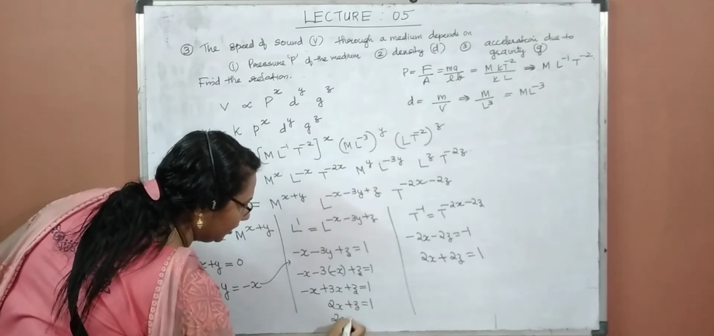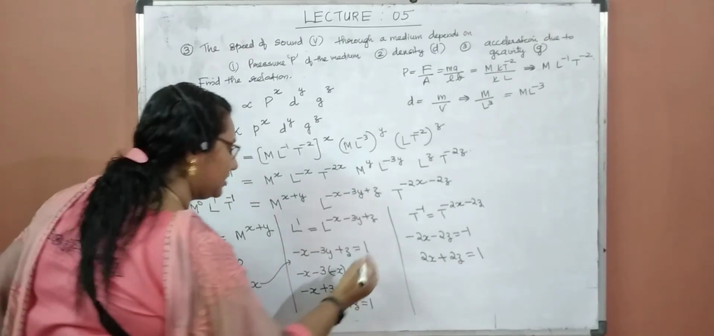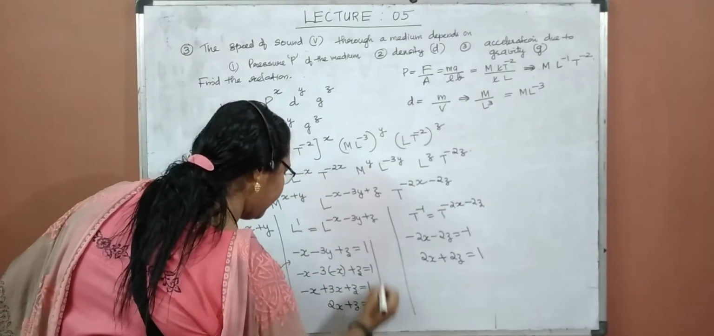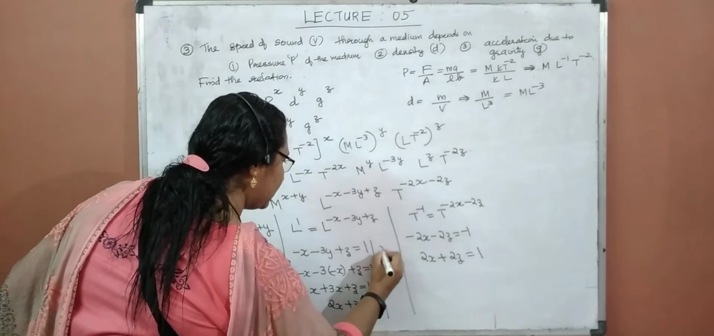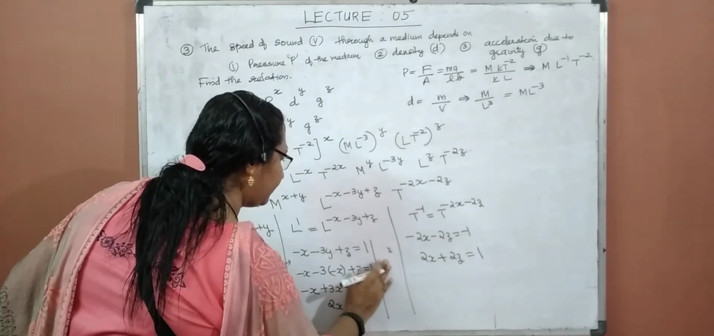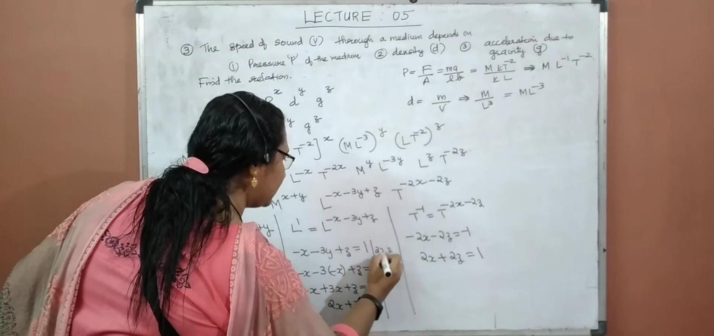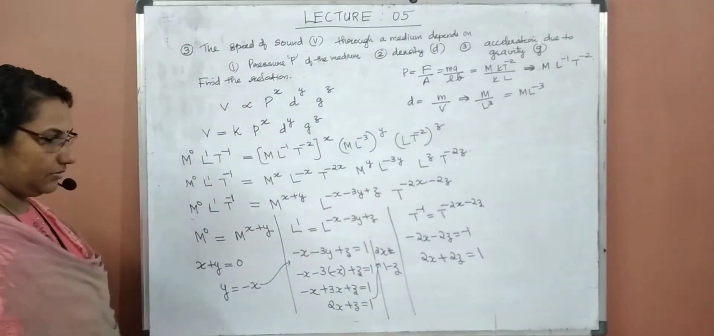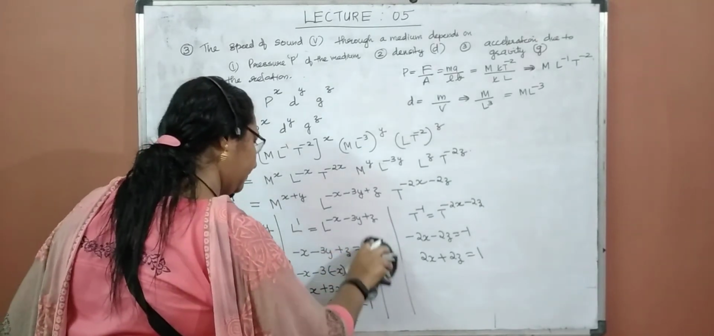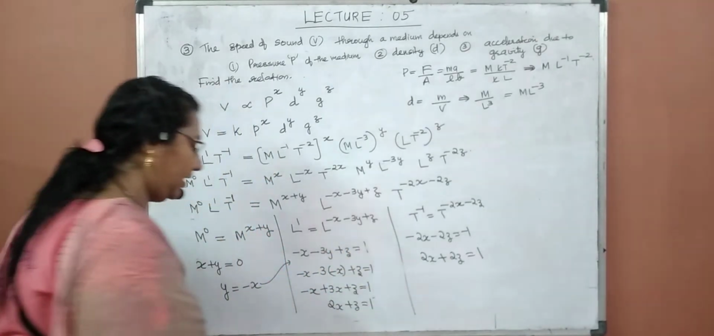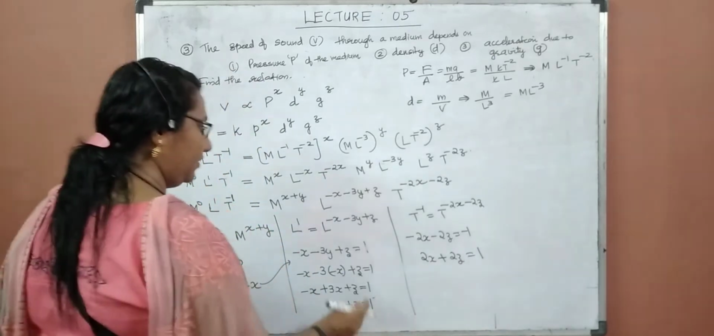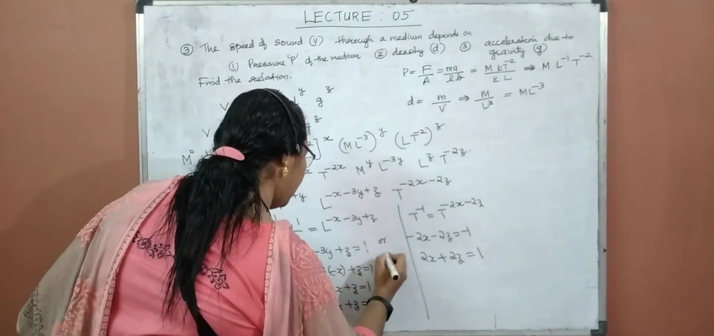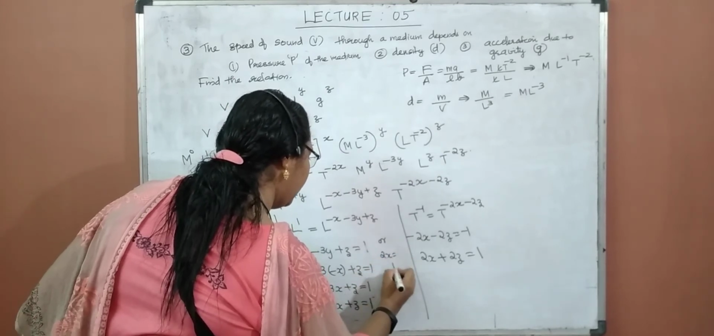Or we can write 2x, whether you see this. Now 2x is equal to 1 minus z. Whether it is clear to you? After this, we can write here 2x is equal to 1 minus z.